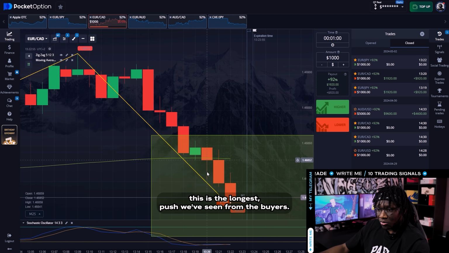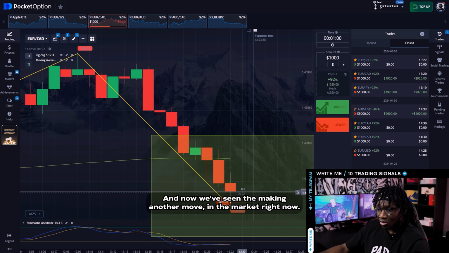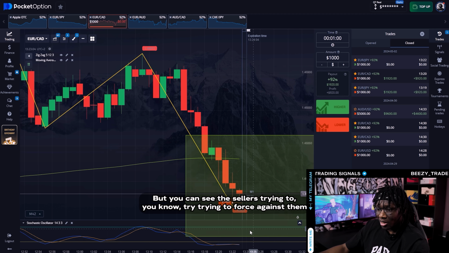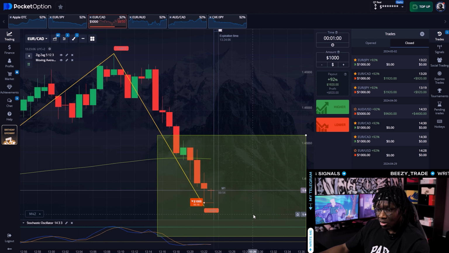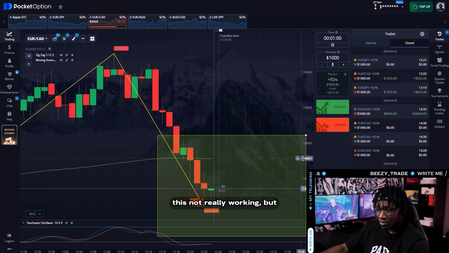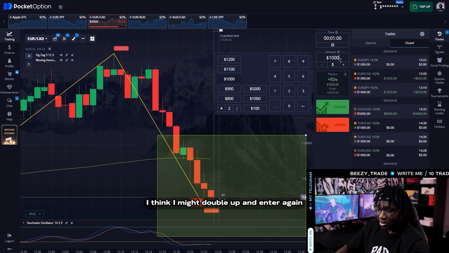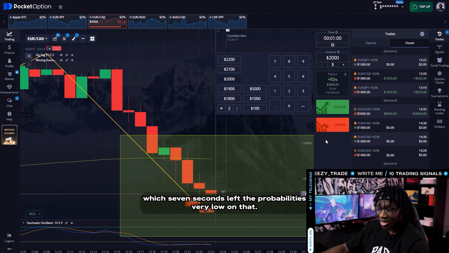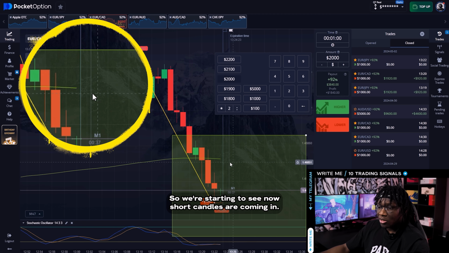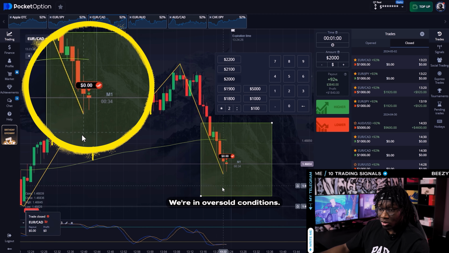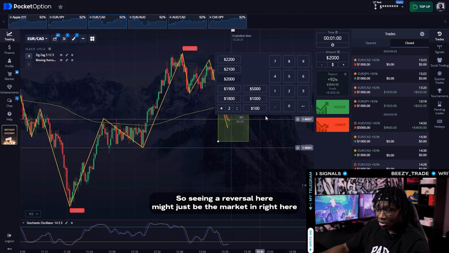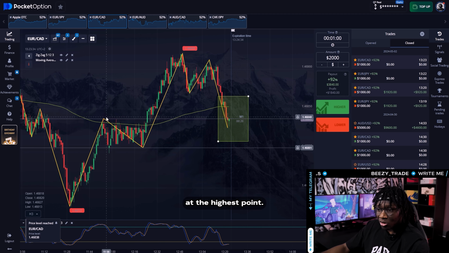It's the longest push we've seen from the buyers, and now we're seeing them making another move in the markets right now. But you can see the sellers trying to force against them. But it's not really working. But I think I might double up and enter again if my price doesn't hit, which it won't, with 7 seconds left. The probability is very low on that. So we're starting to see short candles coming in. We're in oversold conditions. We didn't hit this point right here. So seeing a reversal here might just be the market repeating right here at the top, highest point.